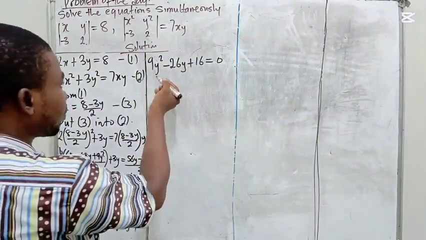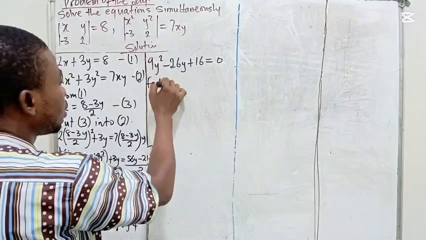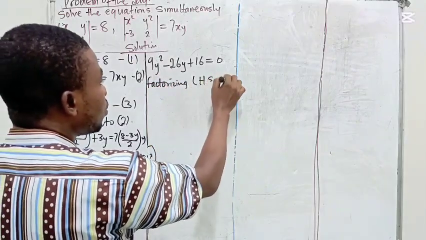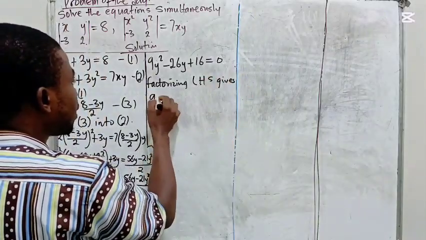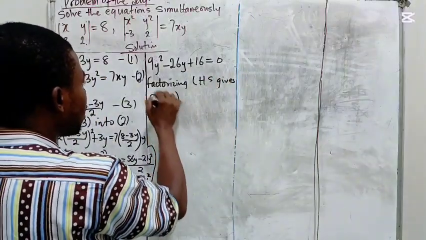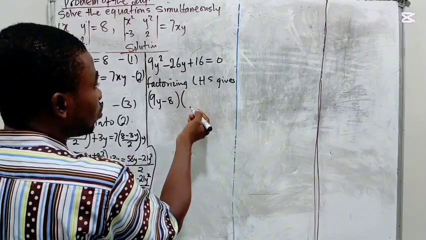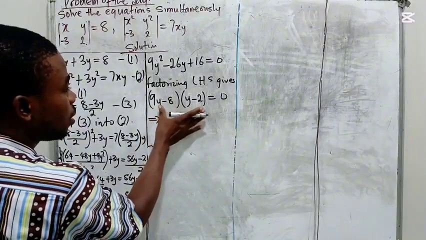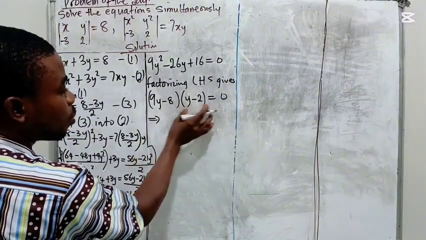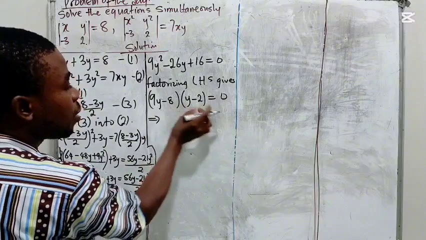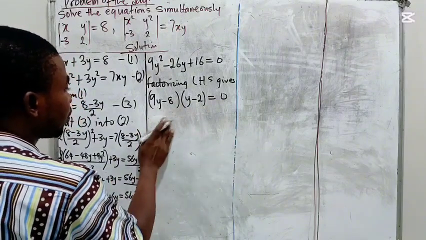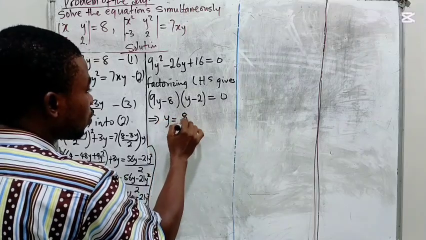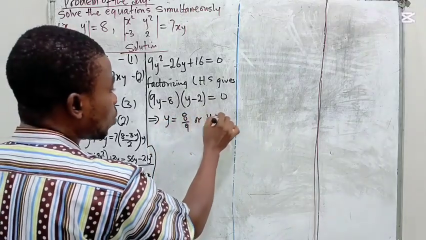So factorizing the LHS gives what again? 9y minus 8 times y minus 2 is equal to 0. Since the two factors multiply to give 0, that means either of them is 0. So y is equal to 8 over 9, or y is equal to 2.